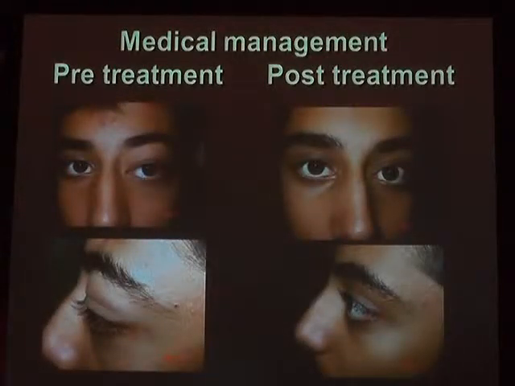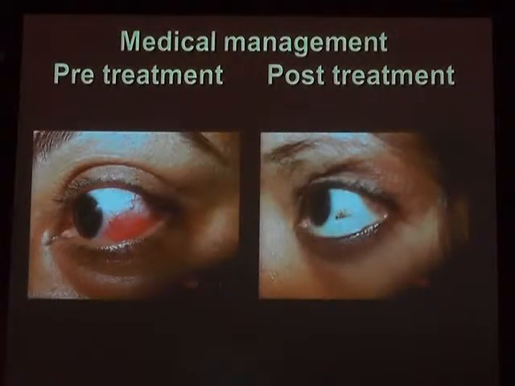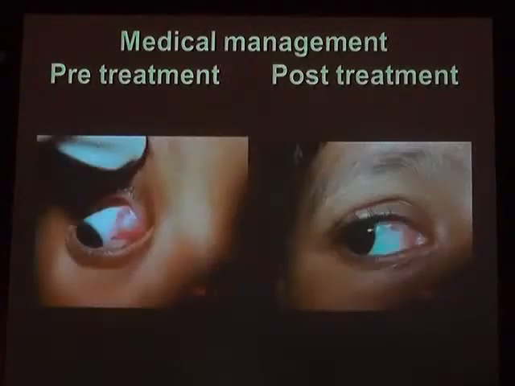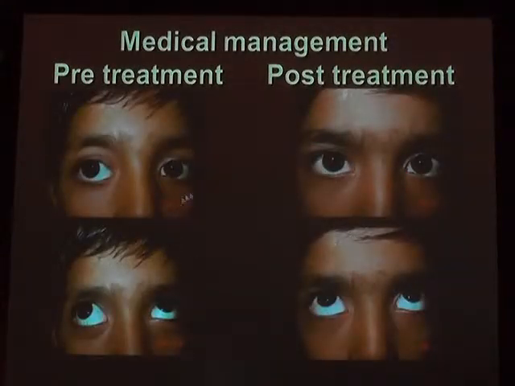So the response is exceptionally good in almost 97 to 98% of cases, where you can see the disappearance of the proptosis here in the patient on the left and the treatment results on the right. The inflammatory signs disappear. These cysts which you see subconjunctivally tend to disappear after management. And the ocular motility restrictions start responding, and within a few weeks to months you are able to get rid of them, as you see here, left pre-treatment, right post-treatment.